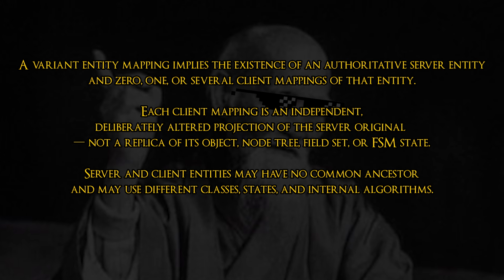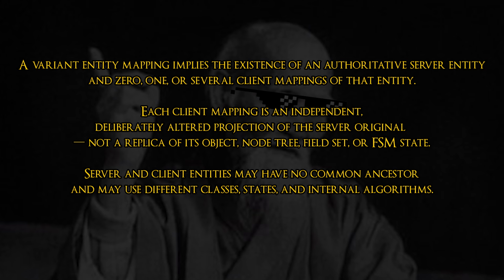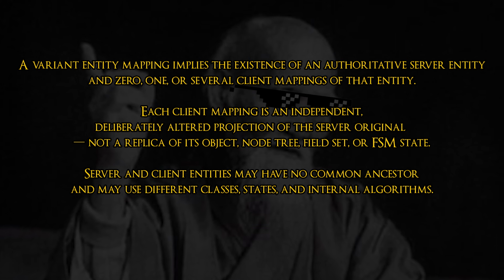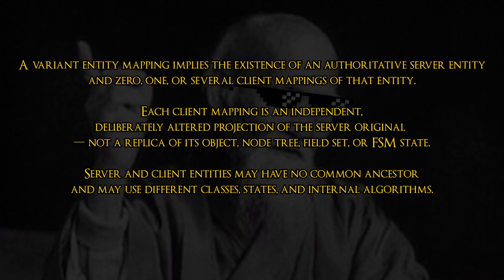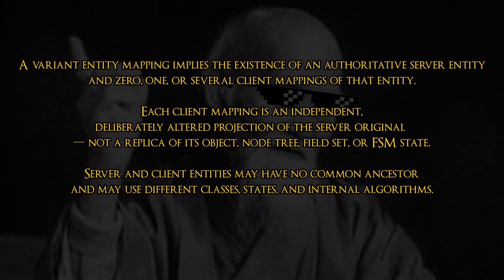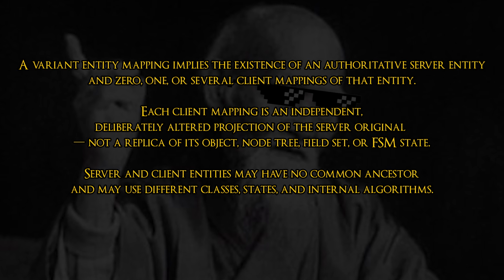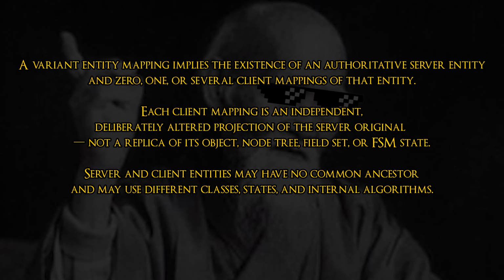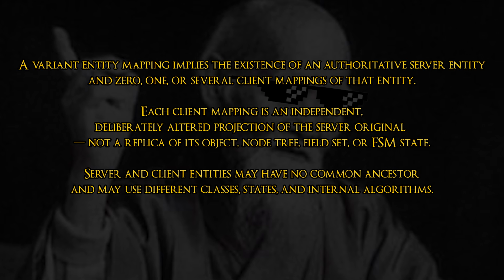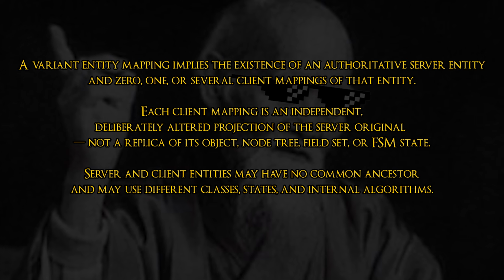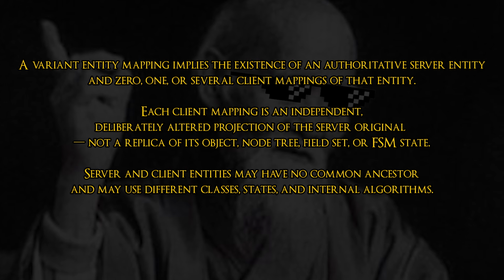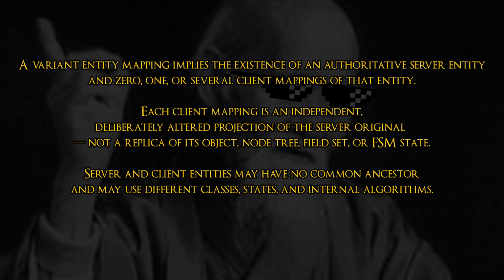Number 4. A variant entity mapping implies the existence of an authoritative server entity and 0, 1 or several client mappings of that entity. Each client mapping is an independent, deliberately altered projection of the server original, not a replica of its object tree, field set or FSM state. Server and client entities may have no common ancestor and may use different classes, states and internal algorithms.